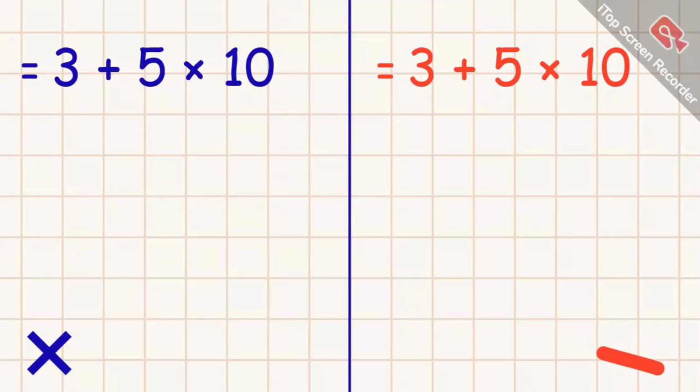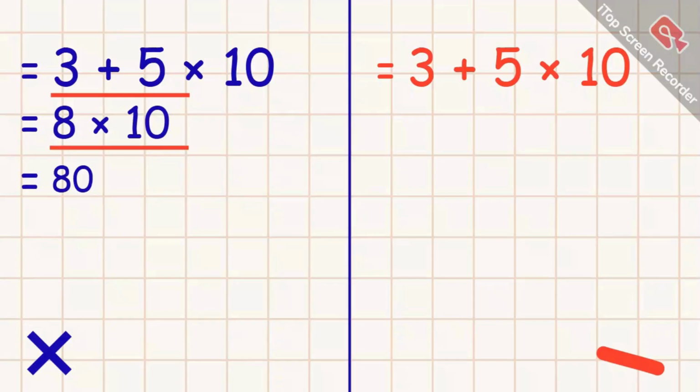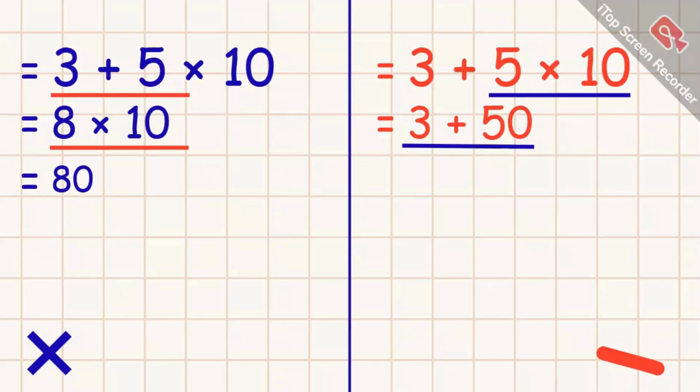Let's see. 3 plus 5 gives us 8. And then I just multiply that 8 by 10 and I get 80. That was easy. But let's see if we use a proper rule. If we do multiplication first, then addition. Let's see. 5 times 10 is equal to 50. And then I'll add the 3, which gives me 53. That's my final answer.